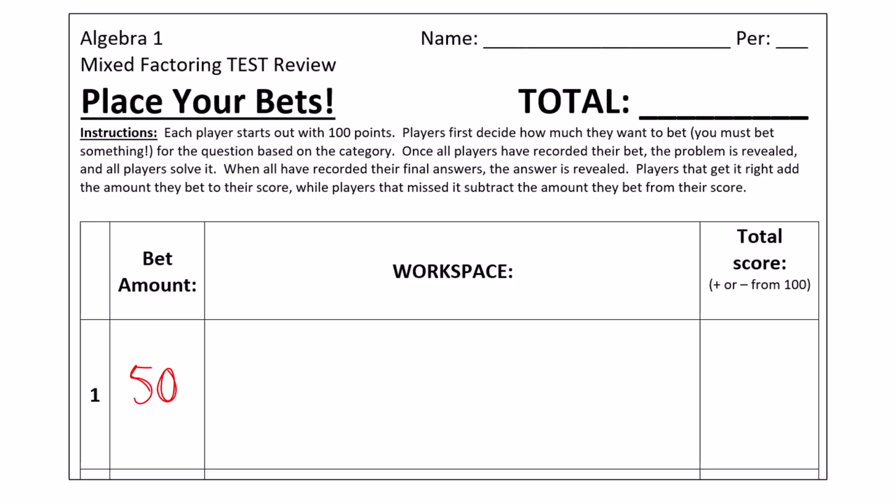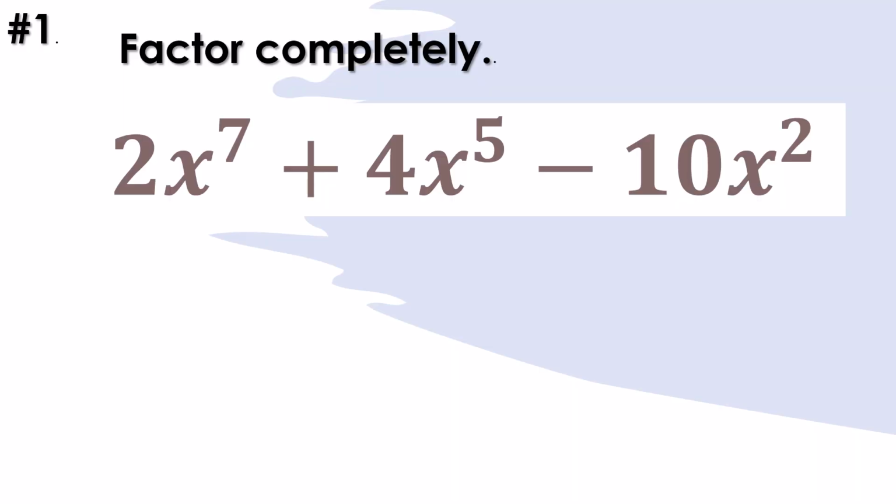Okay, so remember you're placing your bet, writing it down in that first box, and then you're going to do the question in that workspace, and then keep track of your total score. Here's the question, GCF. Again, pause the video and do the question, and then unpause it when you're ready to check your answer.